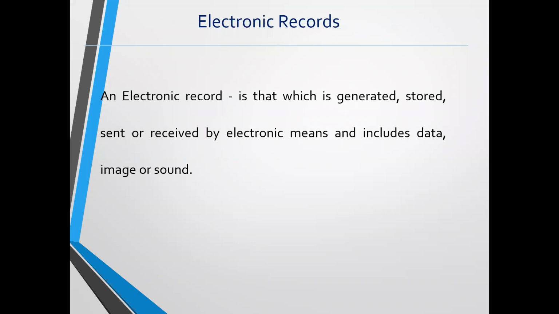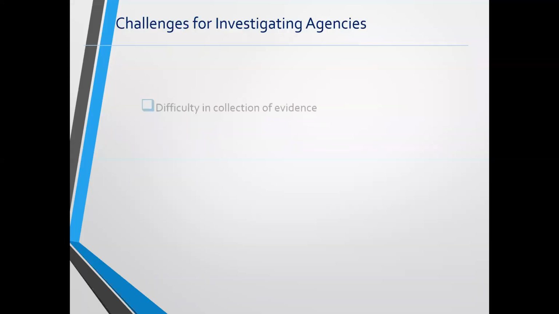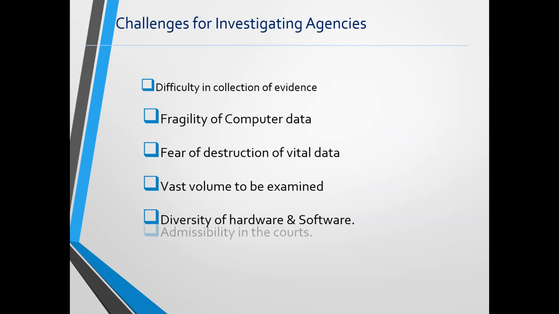Electronic records are those that are generated, stored, sent or received by electronic means, like data, images, and we shall see how to do even some forensics on images, and there is a tool for it. You want to know where that image has come from, who sent it, because many times they come masquerading as viruses. We have some challenges that we face during the investigative process by investigating agencies.